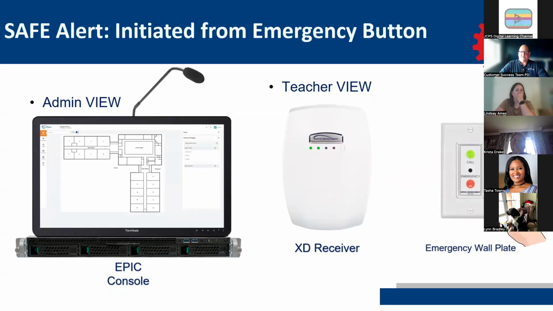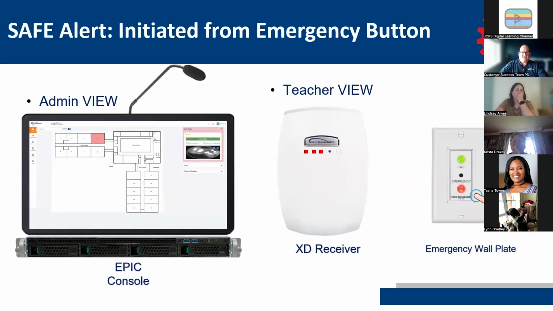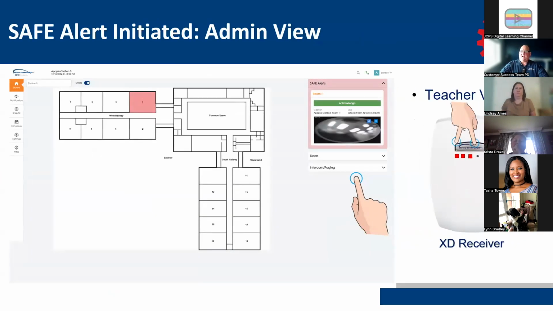And it's the same thing with the emergency button. If the button is pressed on the wall plate, once again, it turns the lights red, brings it up on the console, and launches the alert. And from there, in the front office, they will click acknowledge. And when acknowledge is pressed, the lights in the classroom will turn to green, red, green. That lets you know that help is on the way.